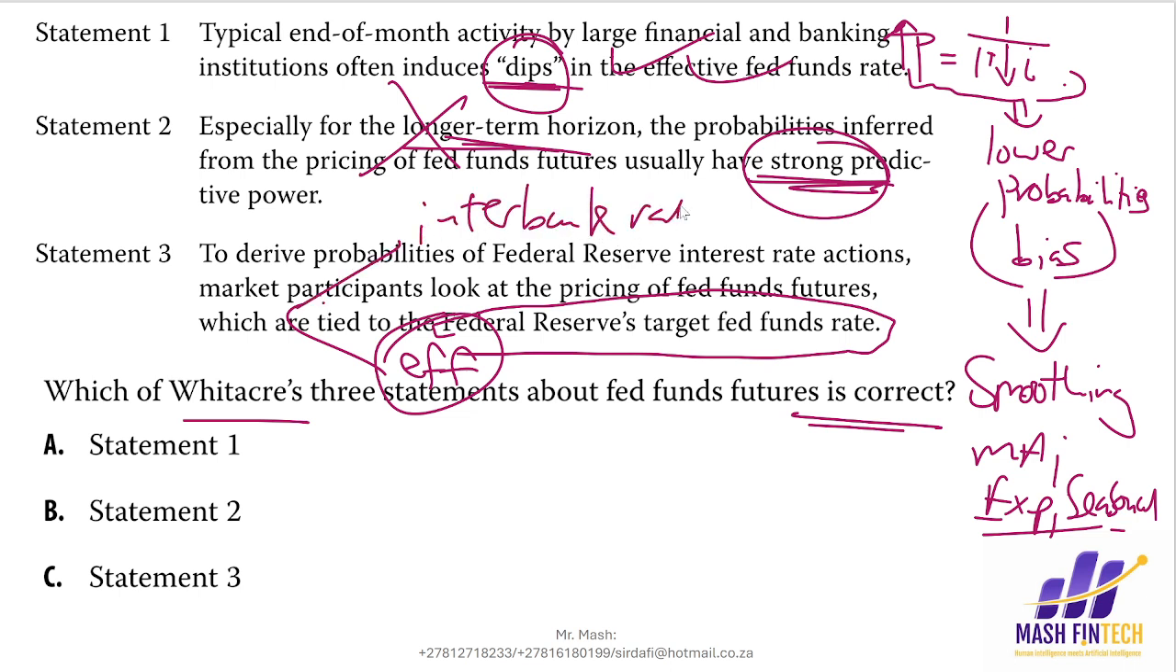Interbank rate, the rate at which depository institutions lend money amongst themselves. So this is not correct. It's not the Federal Reserve's target fund rate, it's the effective federal funds rate. So the only statement that is true here is statement number one. Done.